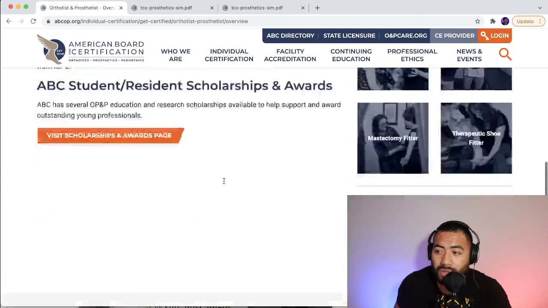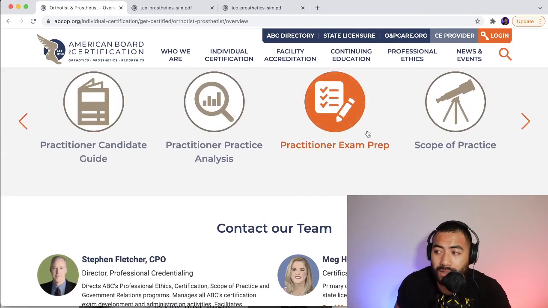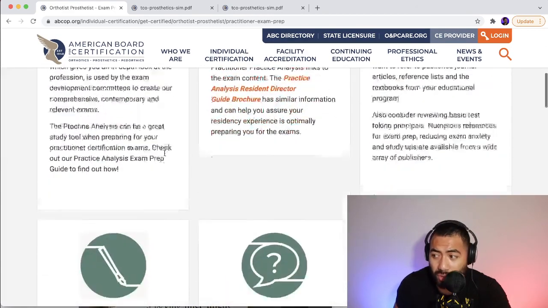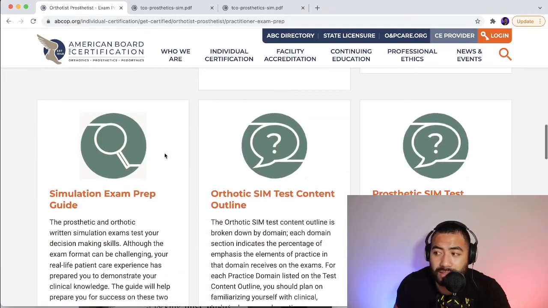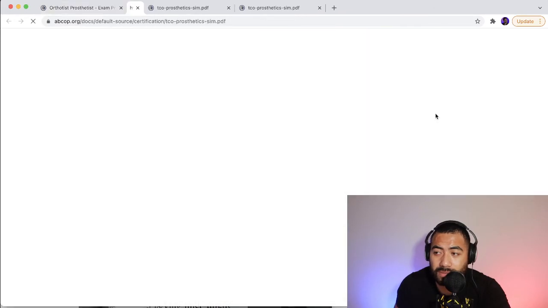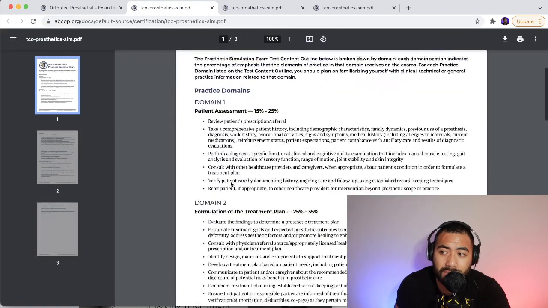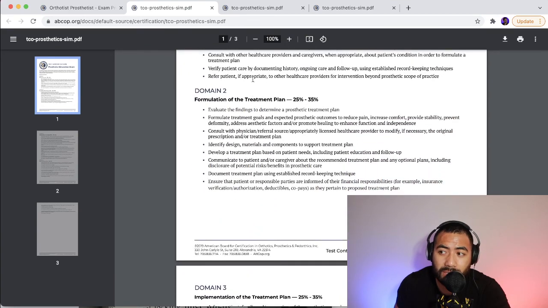Then you're going to scroll down. There's a lot of scrolling down. Right here, Practitioner Exam Prep. Click that. Then you're going to scroll down all the way till you get to the Prosthetic Sim Test Content Outline. Then you're going to see Domain 1 and you're going to see Domain 2. Domain 2 is formulation and the treatment plan.